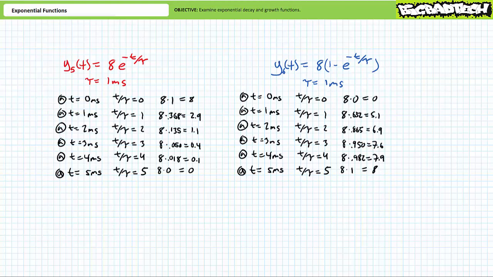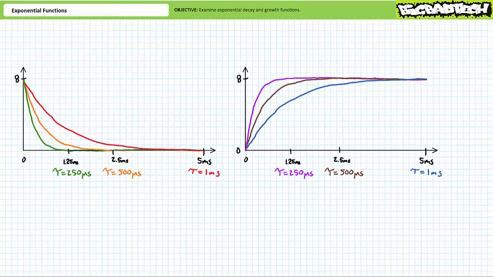Evaluations at times where the ratio t over tau yields a whole number give identifiable results, only the transition is now taking much longer. Compare the plots of these functions when tau is 1 millisecond with those of our previous plots when tau is 250 microseconds and 500 microseconds. As we'd expect, all sets of functions restrict themselves to a y range between 0 and 8, only the set with a larger time constant makes the transition super slowly, where the full transition in either scenario takes 5 time constants. Again, can you dig it?